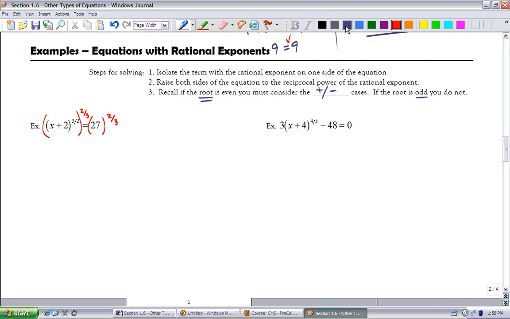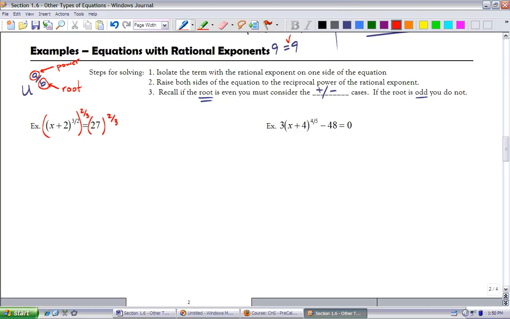Now, quickly here, just a quick review if you don't remember this. If you have some value, we'll use a u here so it's not confusing, to the a over b power, you have to remember that the a is a power, or an exponent, and the denominator of that fractional exponent is a root.